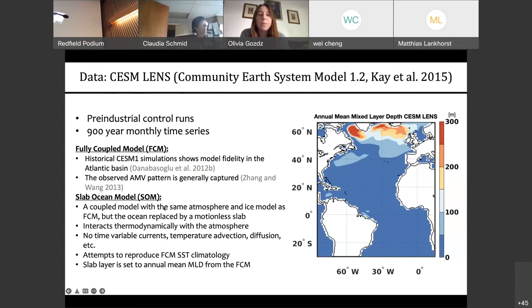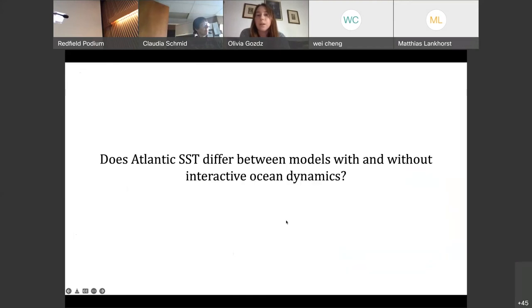The slab ocean model is a coupled model with the same atmosphere and ice model as the fully coupled model, but the ocean is replaced by a motionless slab. This model interacts thermodynamically with the atmosphere, but there are no time-variable currents, temperature advection, diffusion, or other one-dimensional ocean processes. This slab attempts to reproduce the fully coupled model SST climatology, and the slab layer in this model is set to be the mixed layer depth from the fully coupled model, which is shown in this figure.